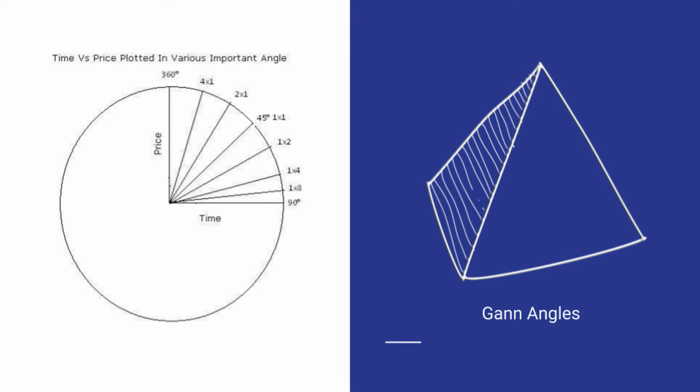So it is all about finding the pattern, and many Gann followers argue that if you see the pyramid from the top, it will look exactly like this circle. So it is basically a reference; it doesn't add any significance to our discussion.